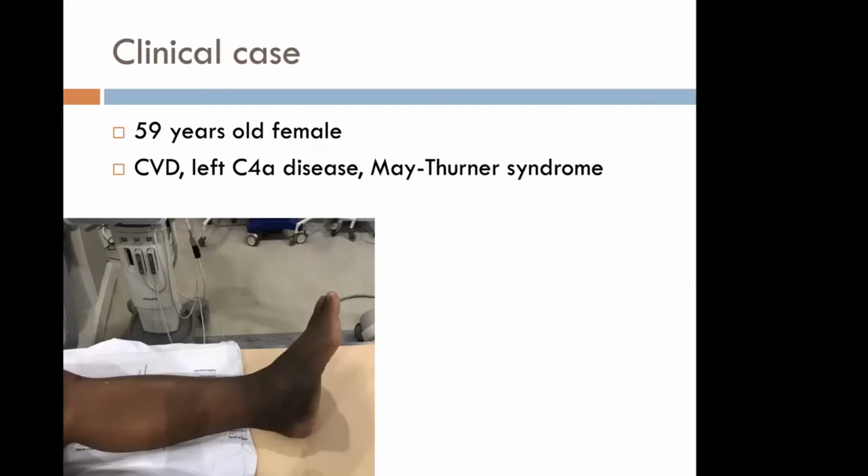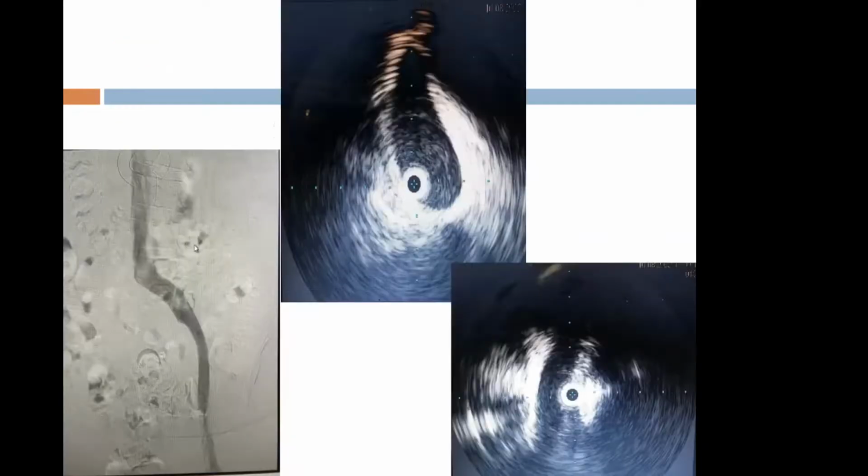Let's move on. Now, I'll give an example of this lady we treated last week, Friday. It's a 59-year-old lady with chronic venous disease, and she presented with left-sided C4a disease. C4a means she had skin hyperpigmentation, and she had May-Thurner syndrome, which we saw on a CT scan. And that's the picture of the leg. You can appreciate the swelling and the skin hyperpigmentation. You can move on.